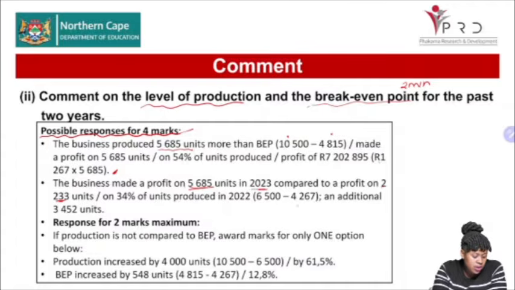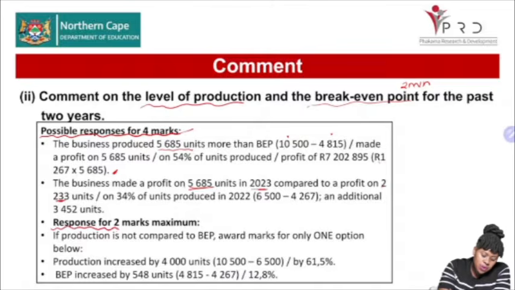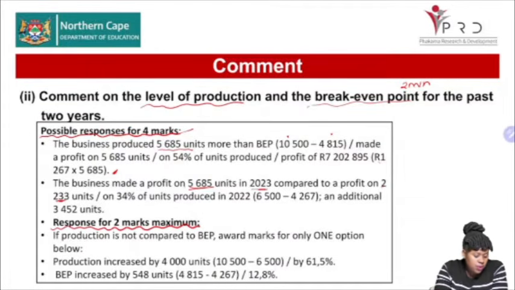And then the additional 3,452 units were produced compared to the previous financial year. So that is allowing you to get your full marks. However, there are also responses that we can also take, right? That is, if your production is not compared to the break-even point, maybe you've done the production of 2023 versus the production of 2022. That will award you only one option there. So you're only allowed to do that.